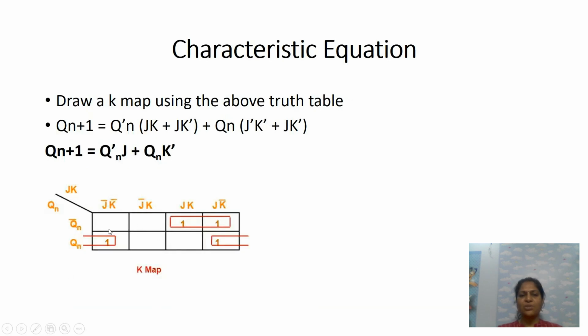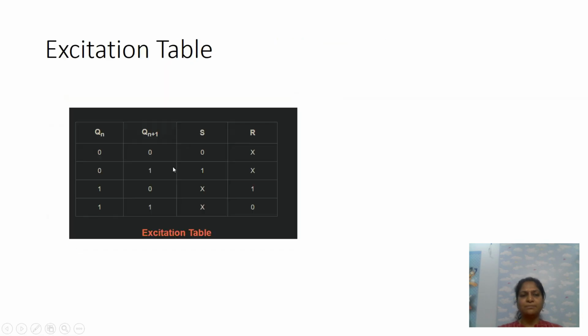So characteristic equation of JK flip flop is similar to SR flip flop. Take the Qn plus 1 equal to 1 combinations for J, K and Qn, place in the K map and do grouping. Here you are getting two pairs, and this is the characteristic equation of JK flip flop. So this is the excitation table.